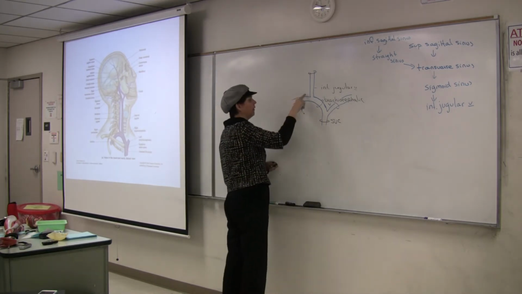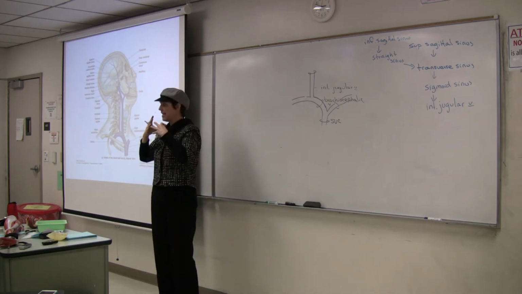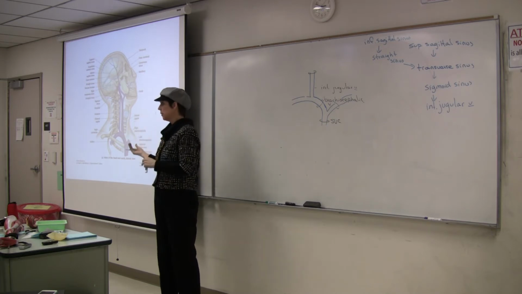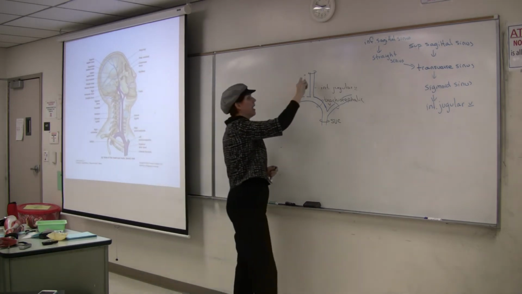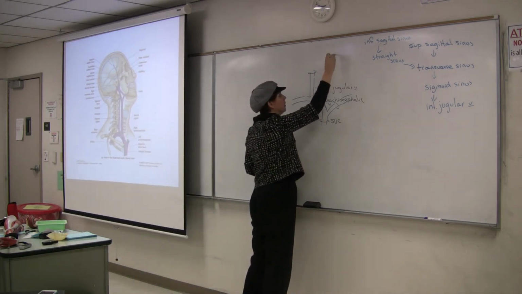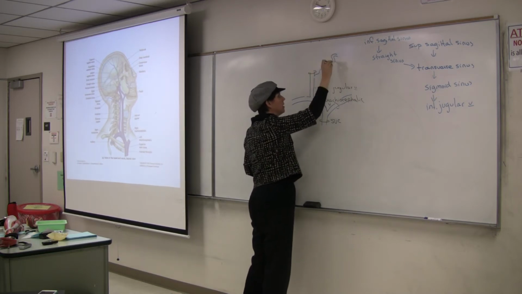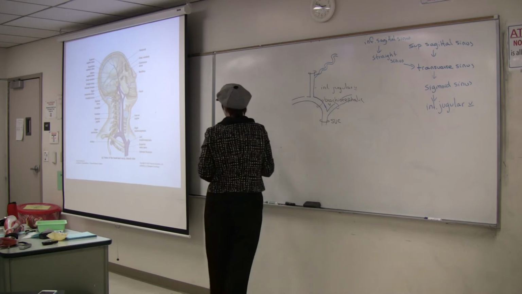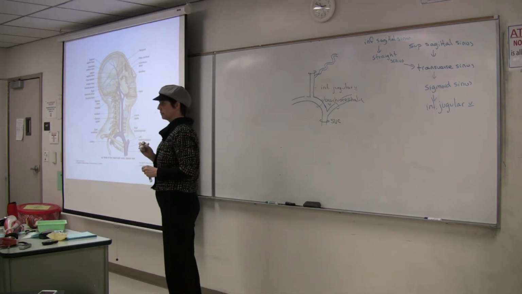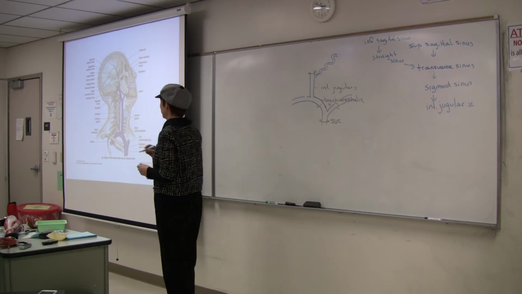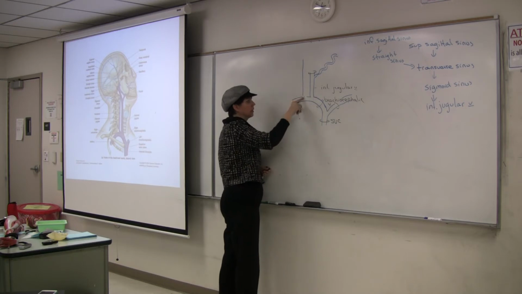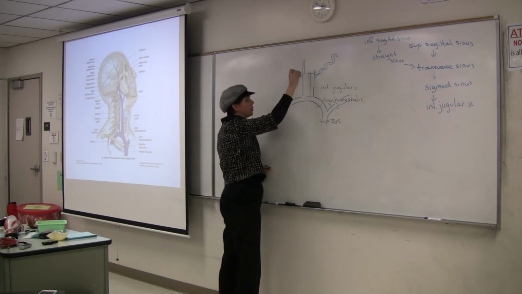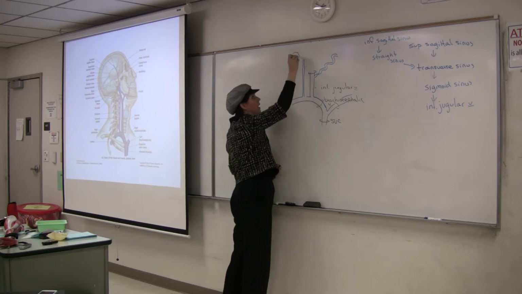Okay? Then we have draining the face, the side of the head. We have the same veins that we had with our arteries. All right, so we have a facial vein. The facial vein, however, tends to most often drain directly into the internal jugular, rather than going only into the external jugular. The external jugular will drain, the superficial temporal veins will drain into the external jugular.